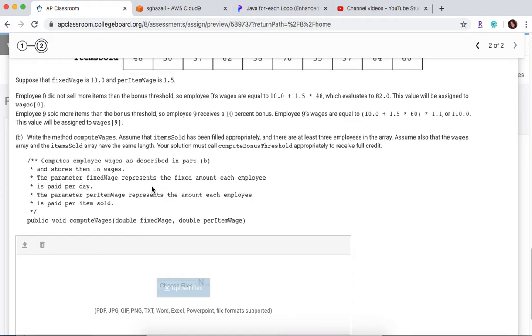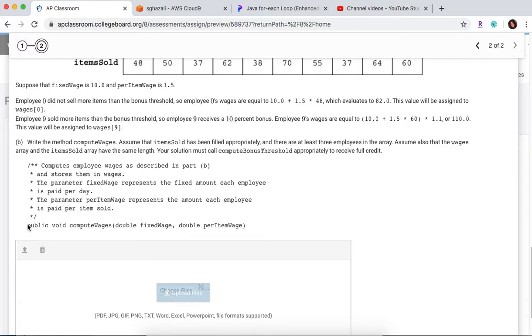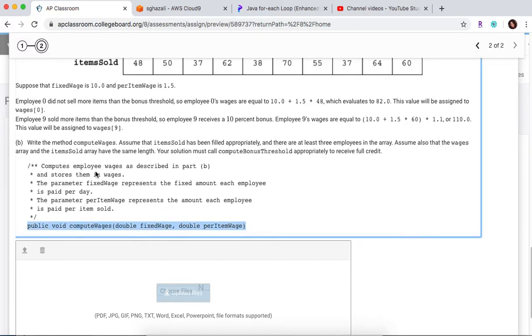So first, let's look at this method. So this method is interesting. It's public void, so it's not returning anything, okay? And it's called compute wages. And it takes in 2 parameters, a value called fixed wage and a value called per item wage. So we're going to need to use these in our method.